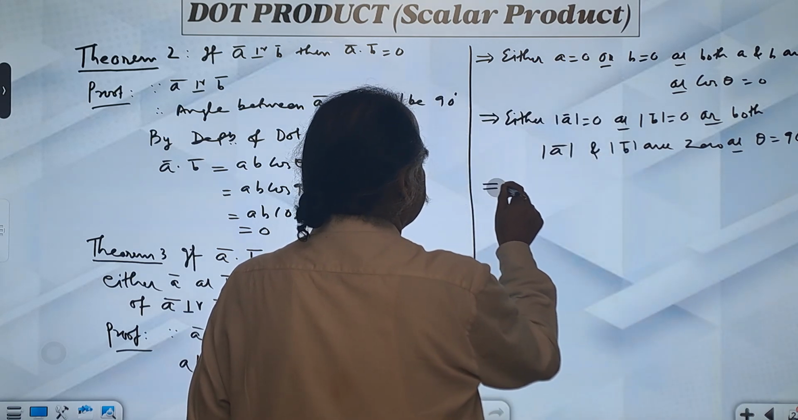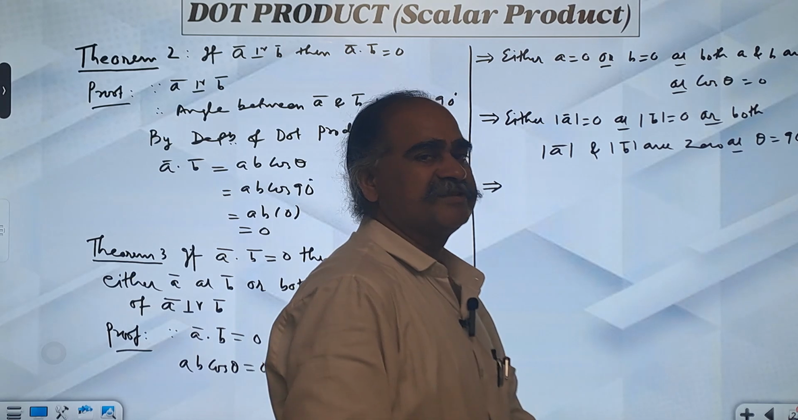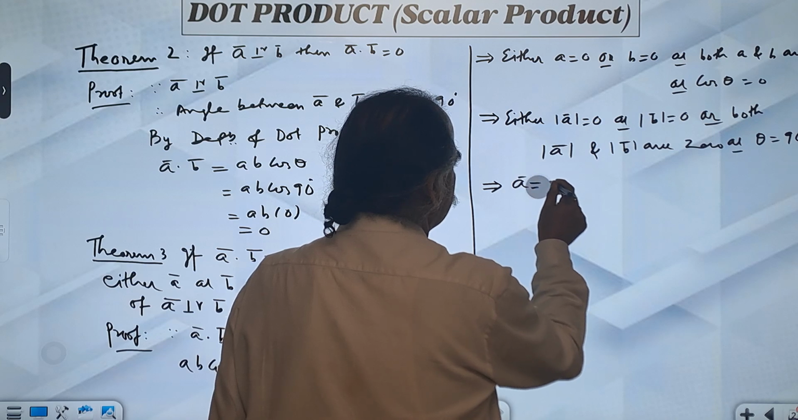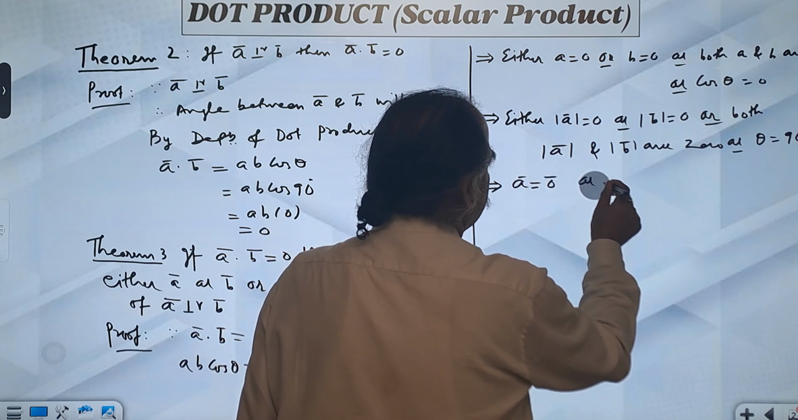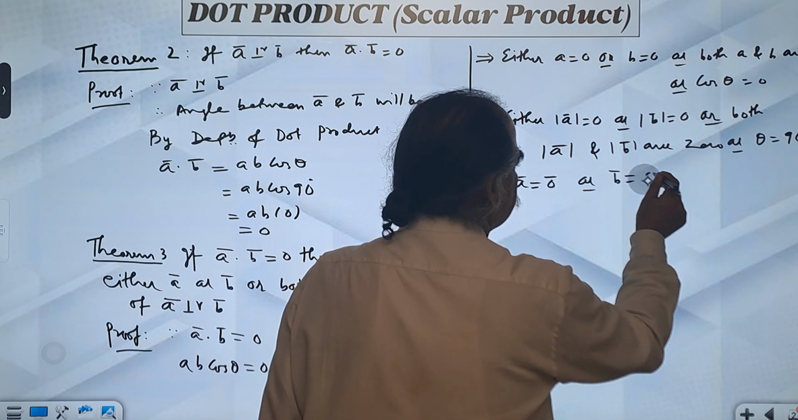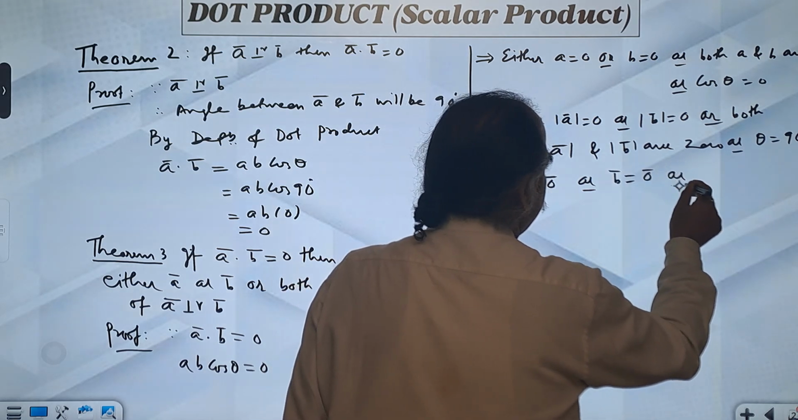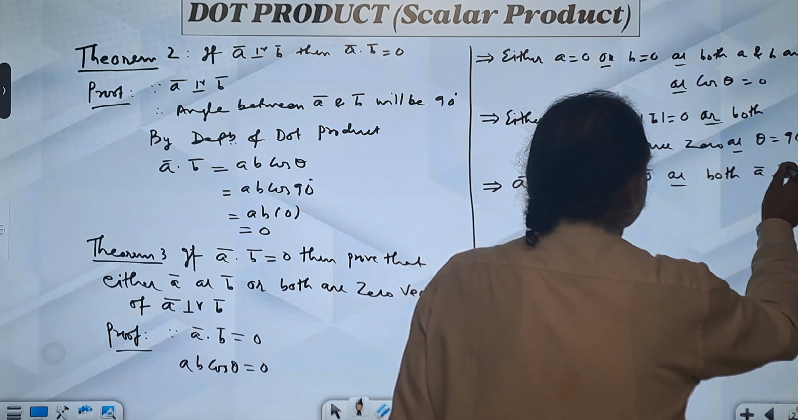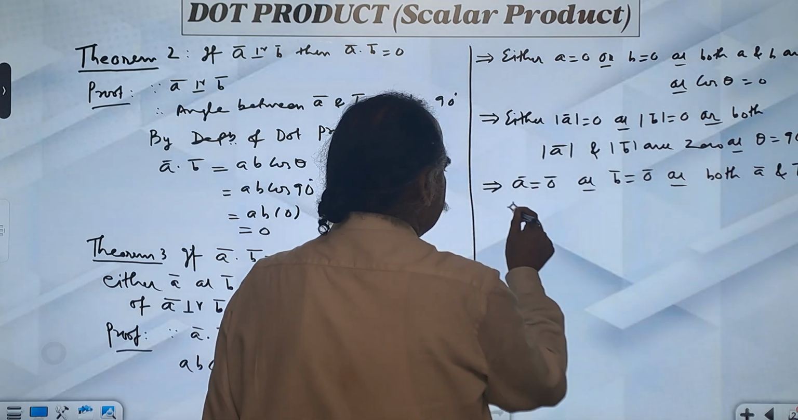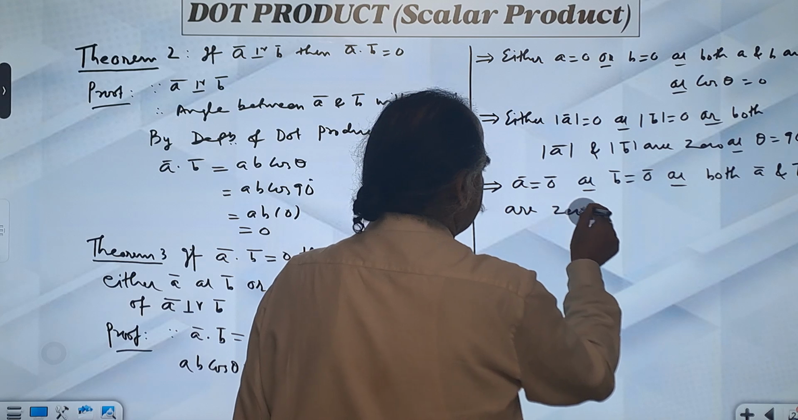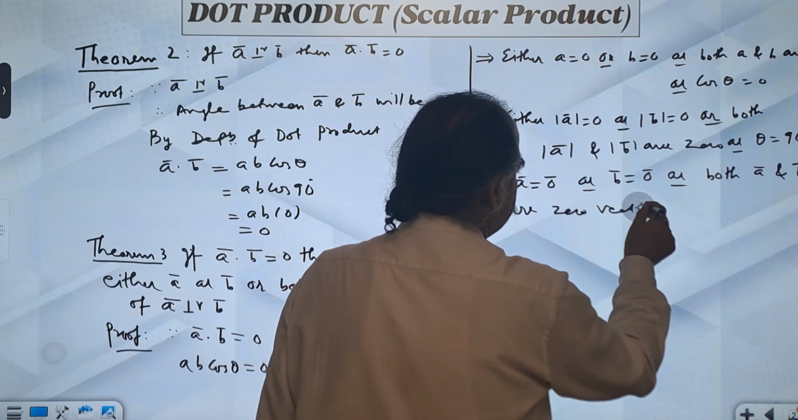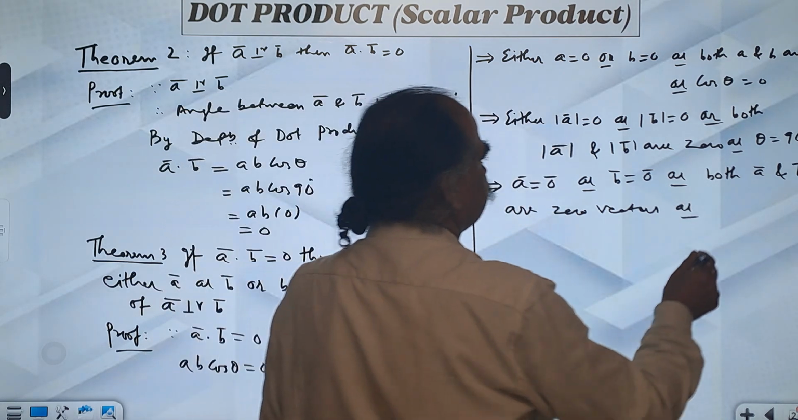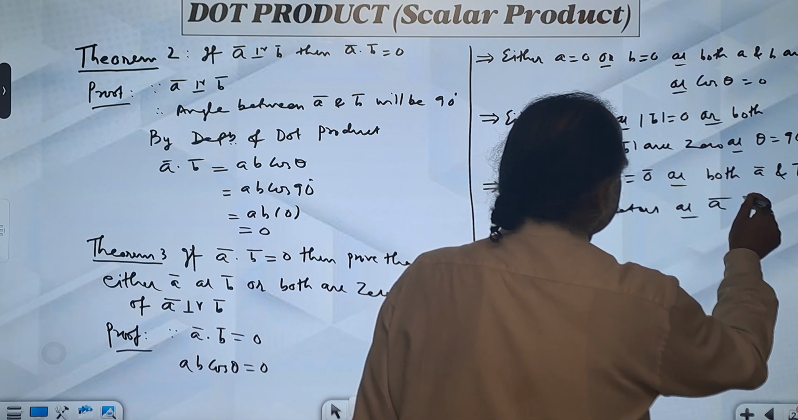So this implies whenever magnitude of vector is 0, then vector is 0 vector. So A bar is 0 bar, or B bar is 0 bar, or both A bar and B bar are 0 vectors, or if theta is 90 degree, so this implies A bar is perpendicular on B bar.